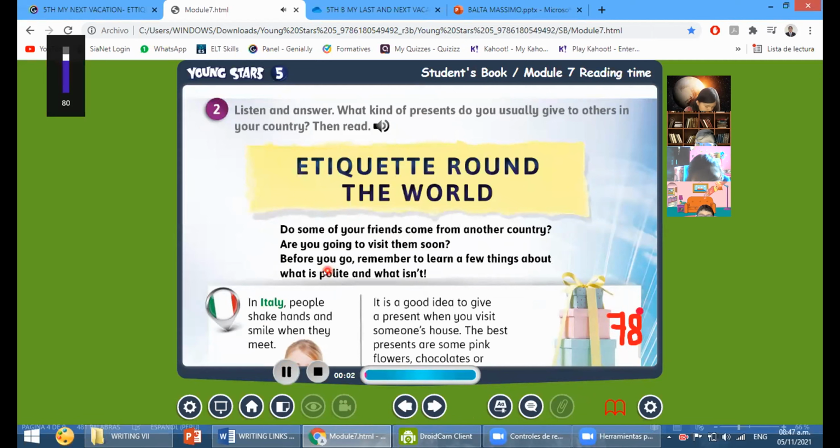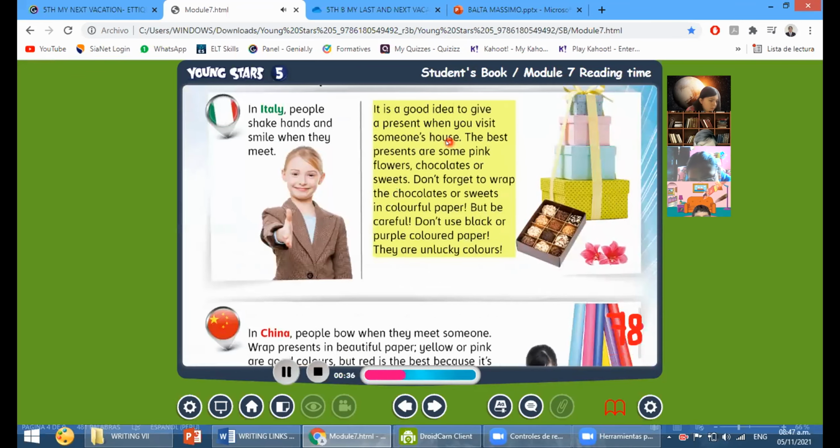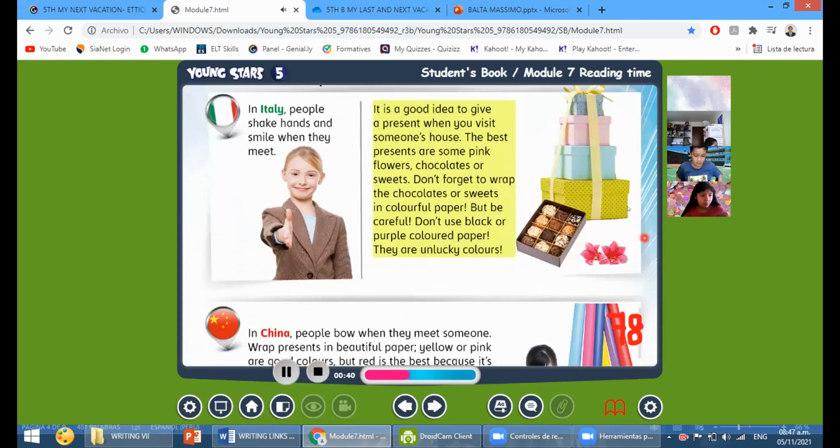2. Listen and answer. What kind of presents do you usually give to others in your country? Then read. Etiquette round the world. Do some of your friends come from another country? Are you going to visit them soon? Before you go, remember to learn a few things about what is polite and what isn't. In Italy, people shake hands and smile when they meet. It is a good idea to give a present when you visit someone's house. The best presents are some pink flowers, chocolates or sweets. Don't forget to wrap the chocolates or sweets in colourful paper. But be careful. Don't use black or purple coloured paper.